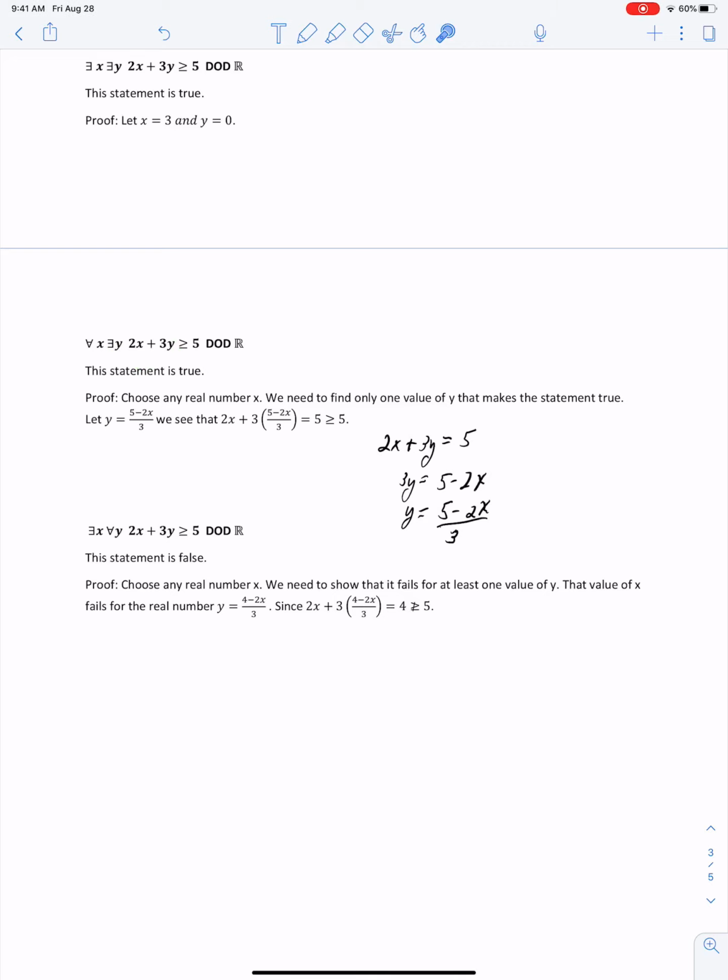All right, finally, let's switch the role of the existential and the universal quantifier. So let's say there exists an x such that for every y, 2x plus 3y is greater than or equal to 5. See the difference? This says I can find an x beforehand, not allowed to depend on y, that works for every y. That's what this statement says. Now, I claim this statement is false. There's no way you can find an x that works for every y.